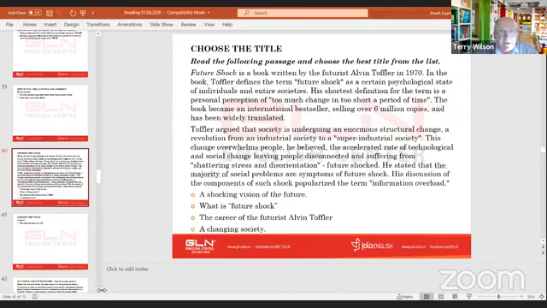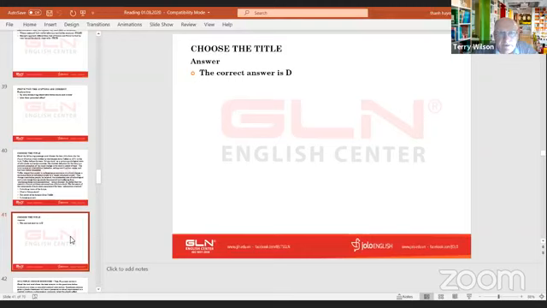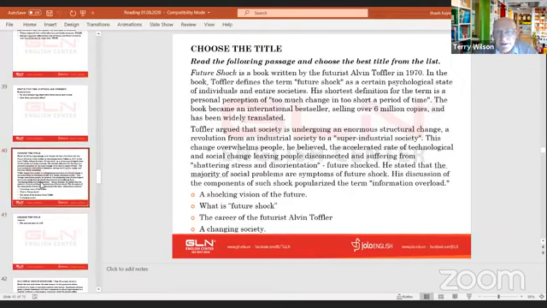And does anybody want to tell me on the group chat which is the correct answer? Is it number 1, number 2, number 3, or number 4? And the correct answer is number 4, or D, which is a changing society.